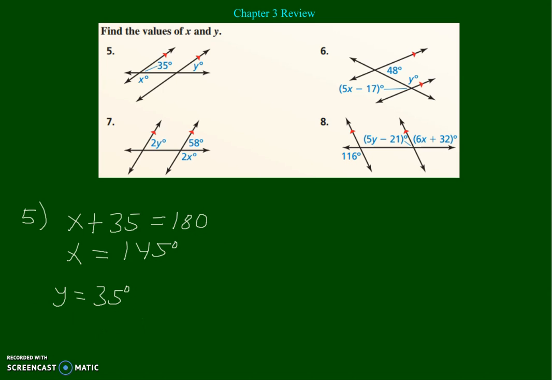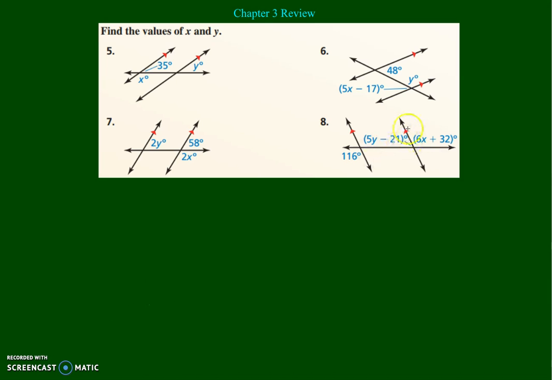In problem 6, if we want to find the measure of angle x, we have x in this angle and 48 in this angle. Again, these two lines are parallel, given by these two marks. These two angles are alternate interior angles. So, if two parallel lines are cut by a transversal, the alternate interior angles are congruent.